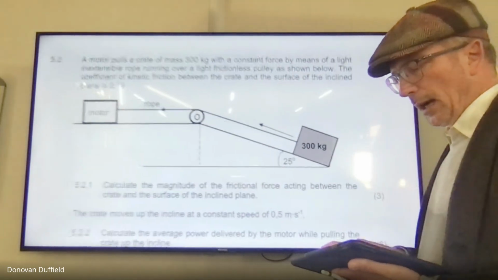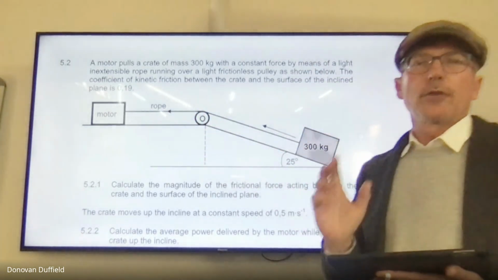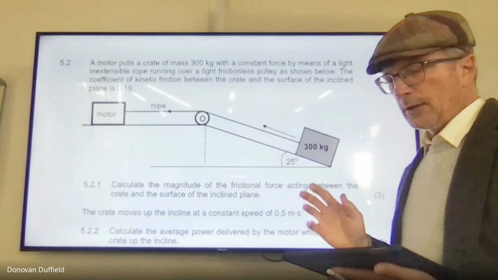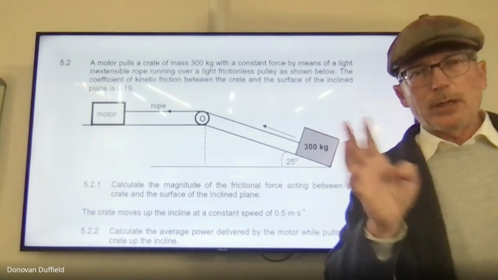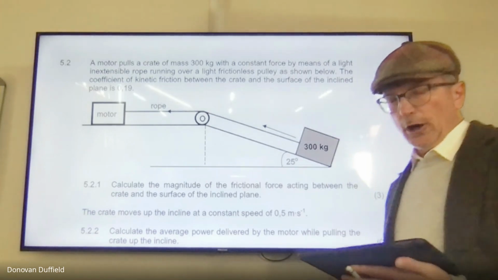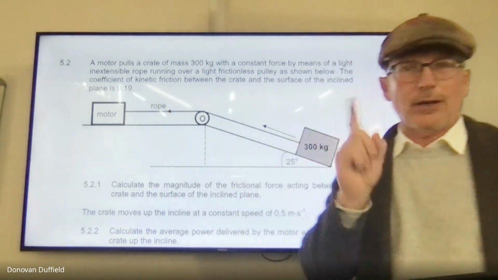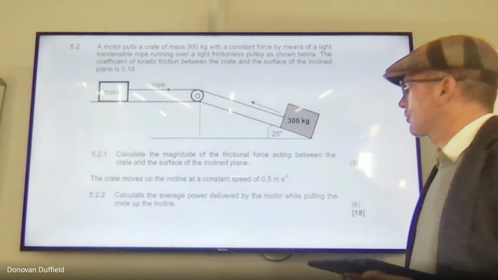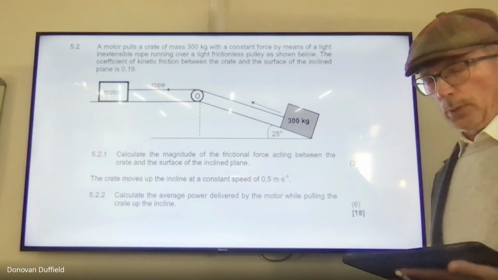There's no one part of the system moving faster than the other. It says over a light frictionless pulley, so that means the tension to the left and the tension to the right of the pulley in the rope is going to be the same, or in the cable. So we're not going to have to worry about any dynamic or rotational kinematic effects. That is what we do at university. The coefficient of friction between the crate and the surface of the plane is 0.19. You are going to have to work with friction here. It says, calculate the magnitude of the frictional force acting between the crate and the surface of the inclined plane.